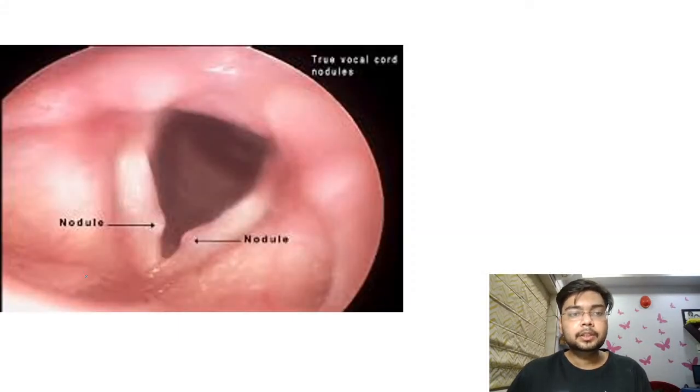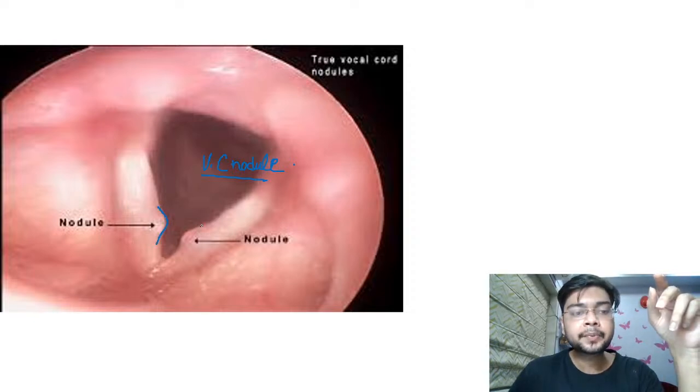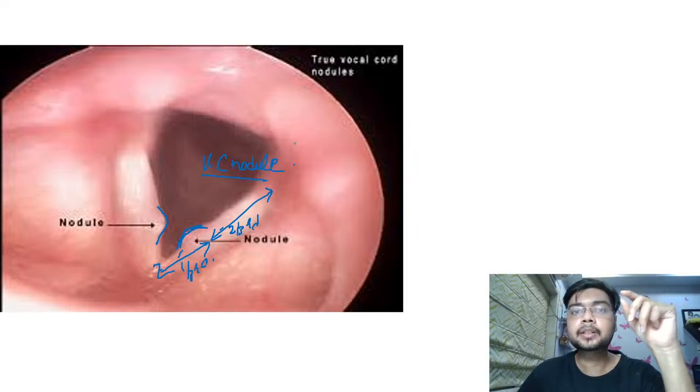So this is another vocal cord pathology which is called vocal cord nodule. Very easy to differentiate vocal cord nodule. Why? Because you will observe bilaterally symmetrical sessile swellings at the junction of the anterior 1/3 and posterior 2/3 part, right? So bilaterally symmetrical.